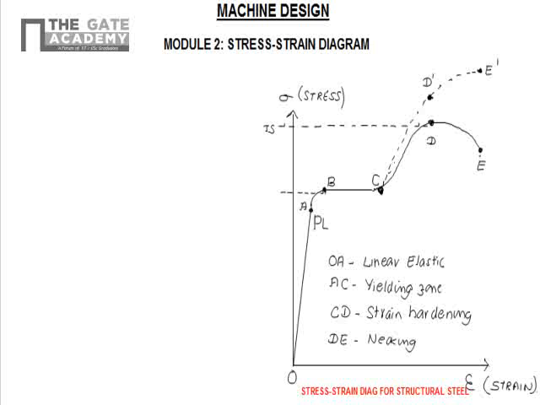So when the nominal cross-sectional area and the original length are used for calculating the stress and strain, the corresponding stress strain diagram is called the nominal stress strain diagram. That is, when we use the original cross-sectional area and original length.